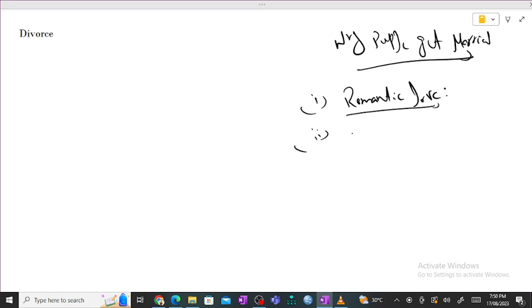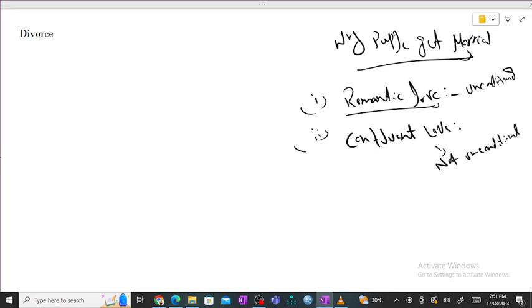The other could be confluent love. Romantic love was unconditional, but confluent love is not unconditional. People have something in their mind when they are getting married. One partner gives it in return for something else. For example, one partner may marry because they believe this will enhance their social status. If this fails to happen or changes over time, there is nothing to keep the couple together. So that was something about the reasons behind marriage.